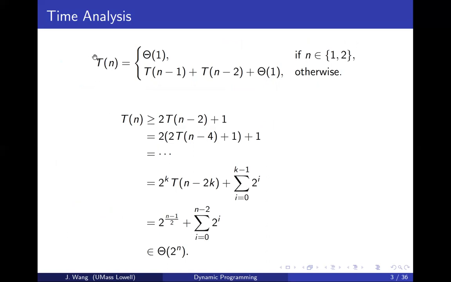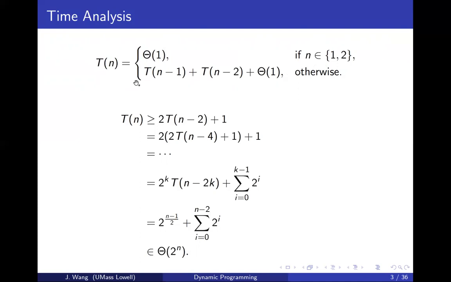Now let T of n represent the time, which means the number of steps it requires to compute FIB of n. So when n is equal to 1 or 2, it returns 1, so the time is a constant. We use big theta of 1 to represent a constant. The reason is that you need to check whether n is equal to 1 or 2, and then return 1. That is more than one step, but it is still a constant.